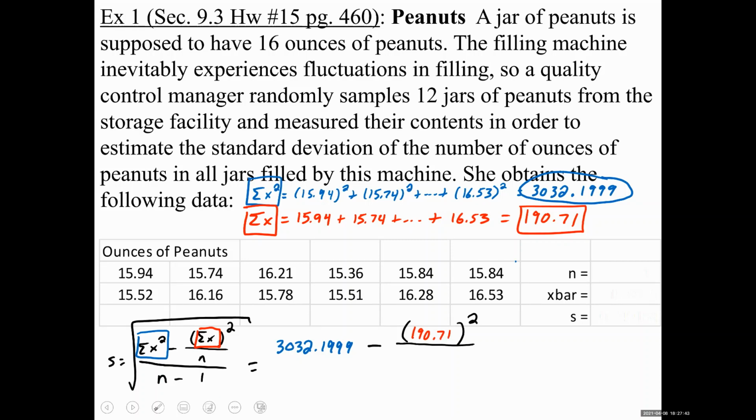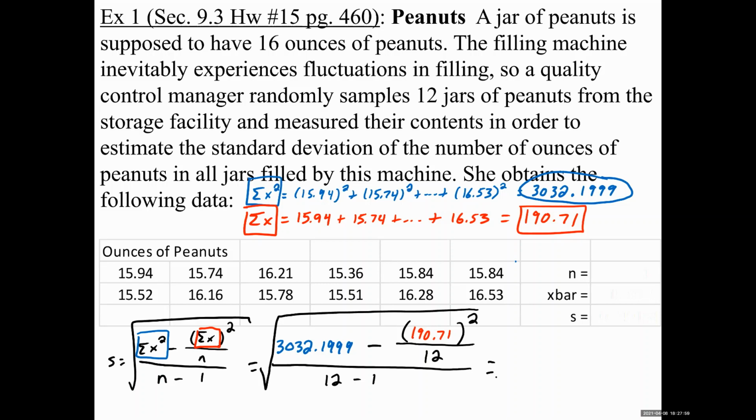Then you divide by n. N is your sample size. It's how many numbers are in your data. There are 12 numbers. You can count them. So put a 12 there. On the bottom, you're going to put 12 again, but minus 1. And then you're going to square root all this. Then you type that in the calculator.